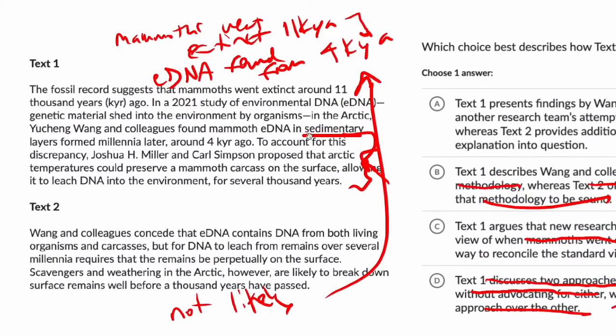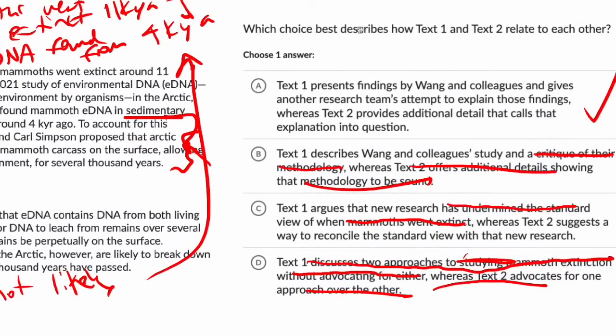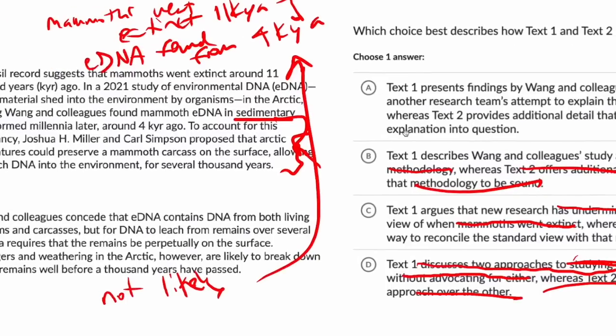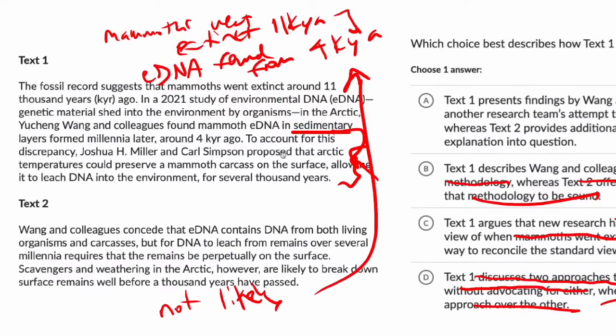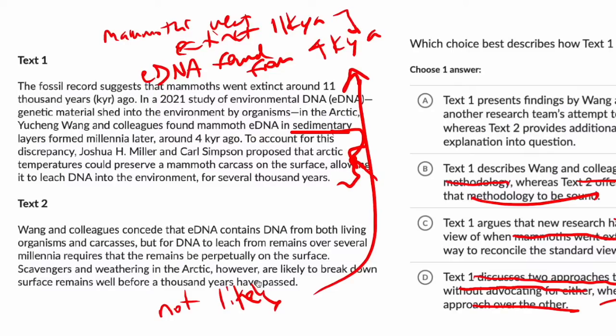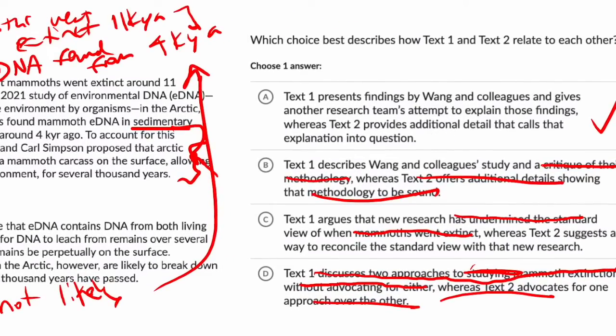The main takeaway points here, again, I mean, this is a pretty broad prompt. How do they relate to each other? But if they ask how they relate to each other, try to determine, first of all, whether they agree or disagree. And if there is some sort of disagreement, what is that disagreement regarding? Is it methods? Is it findings? Is it explanations? And here it really is that explanation. And so that's why it's going to be A.